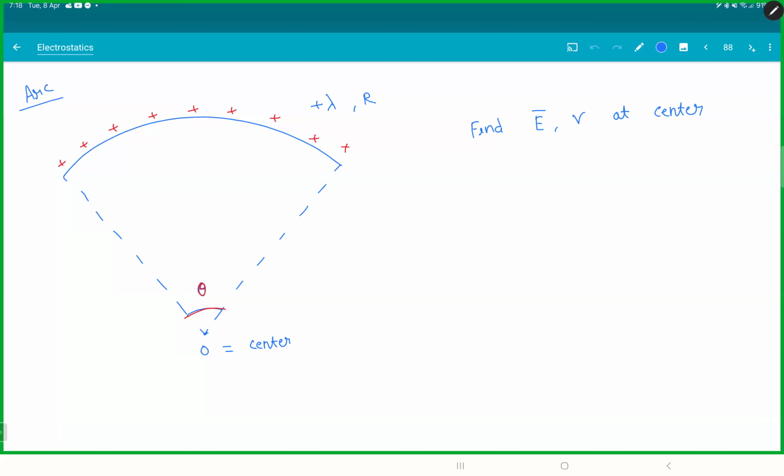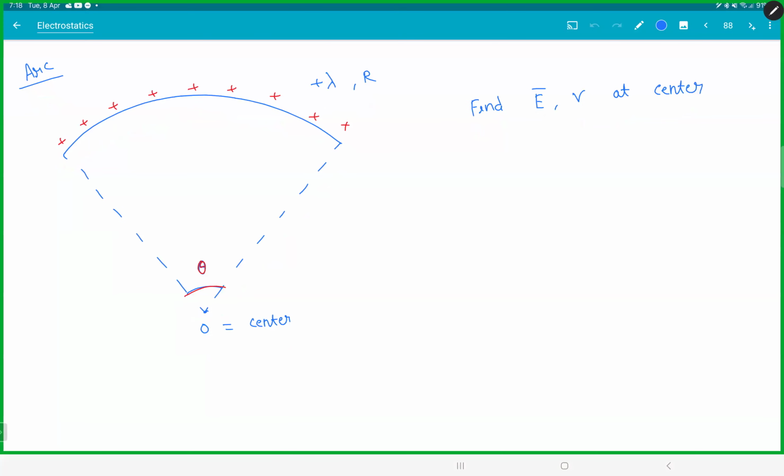Try, take a minute more, then I'll show you one. 2k lambda, yeah, something like that, Palak.